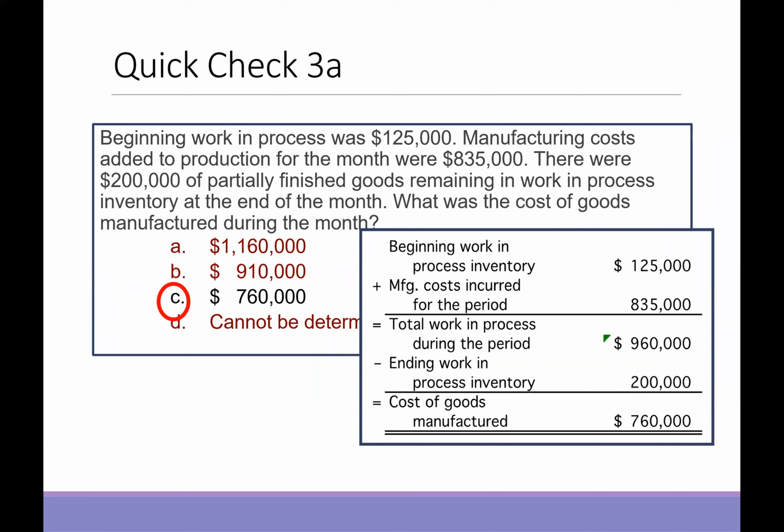We take our beginning work in process, add the manufacturing costs added to show total work in process during the period. If we subtract our ending inventory still sitting in there, we show cost of goods manufactured to be 760.